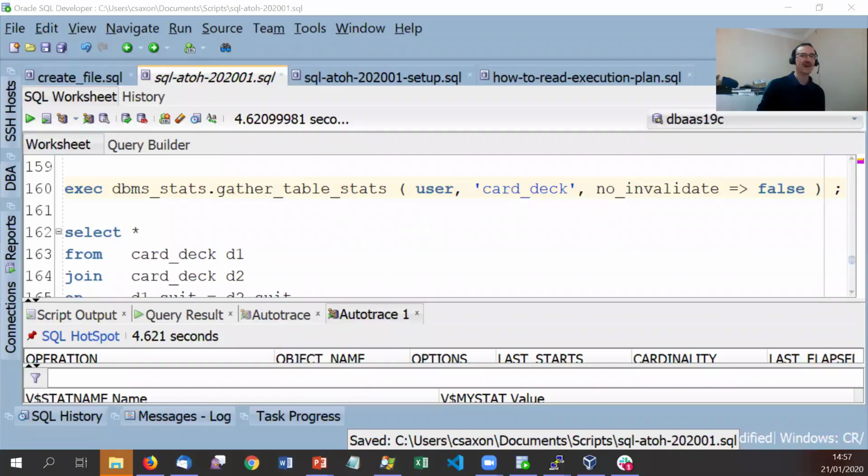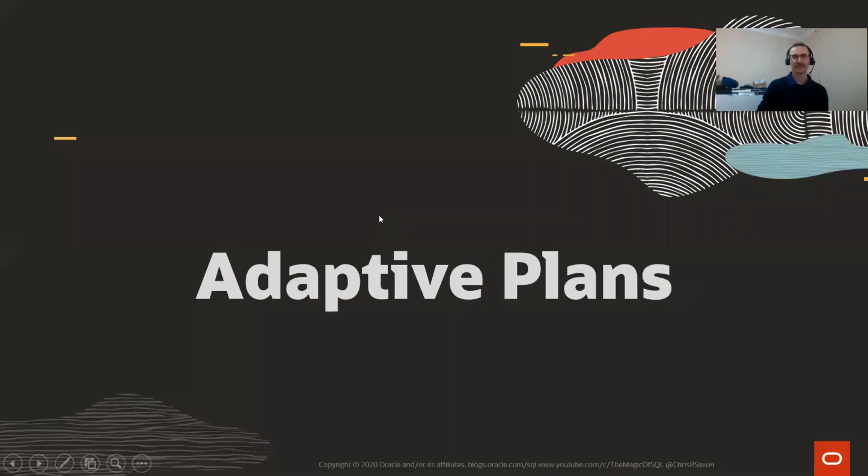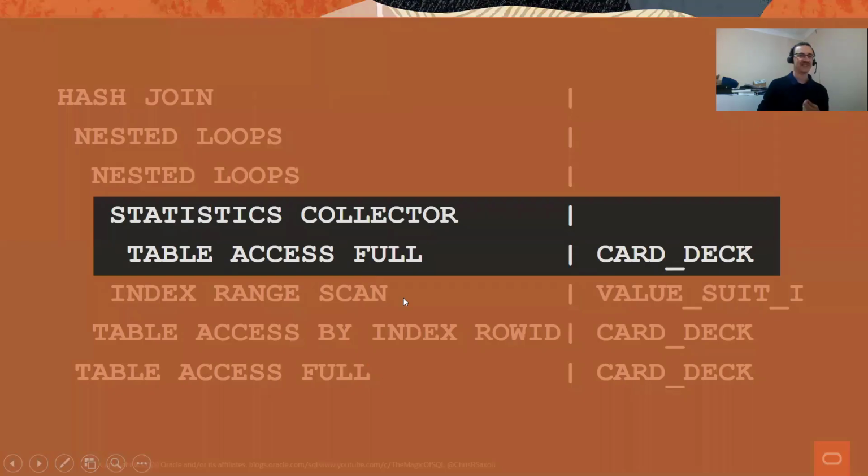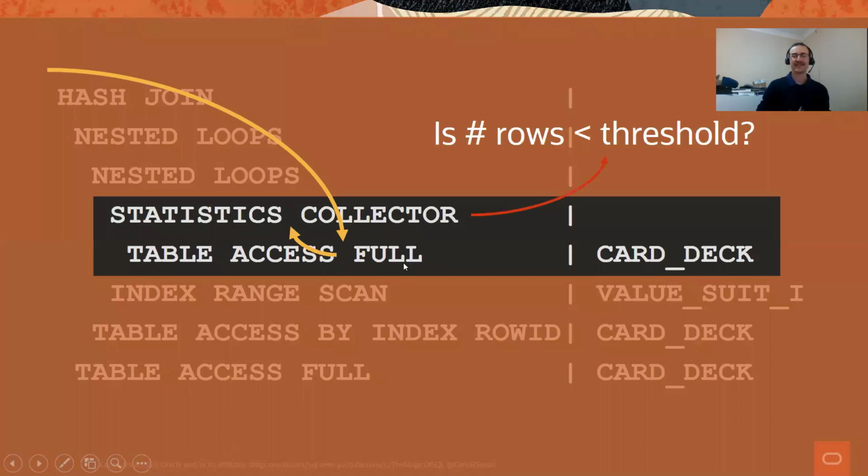So I'll just very quickly run through adaptive plans, what we do. So you see something a bit scary that looks like this. Key thing to look for is this statistics collector step. That is watching the rows coming out of this full scan and saying, is this less than some threshold? So that's a cost-based decision depending on your query. Yes, do nested loop. No, do a hash join.